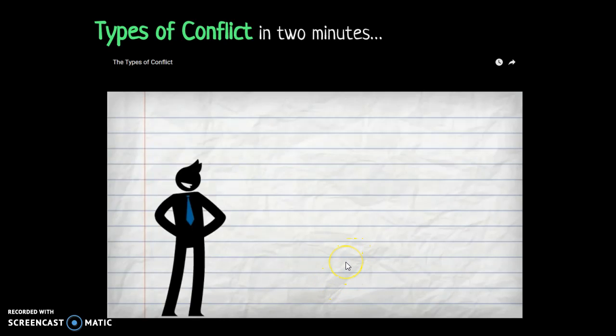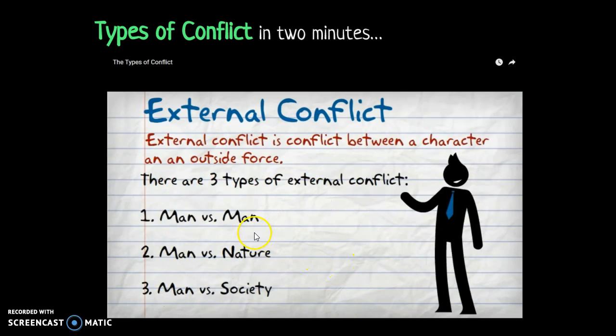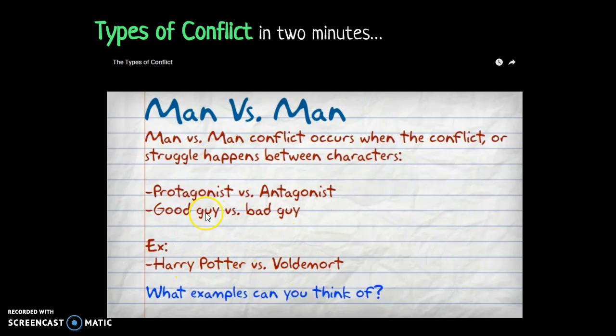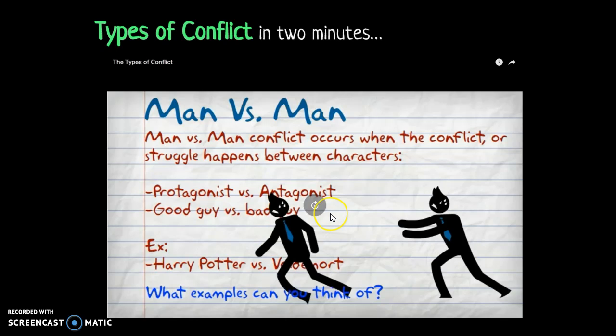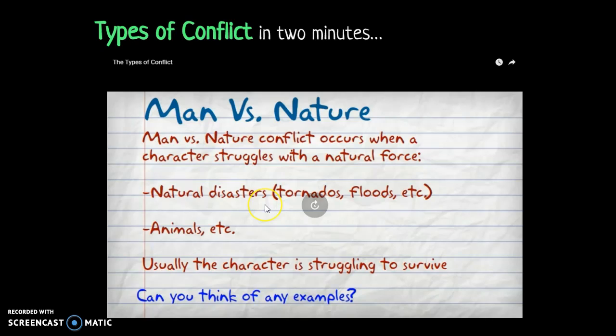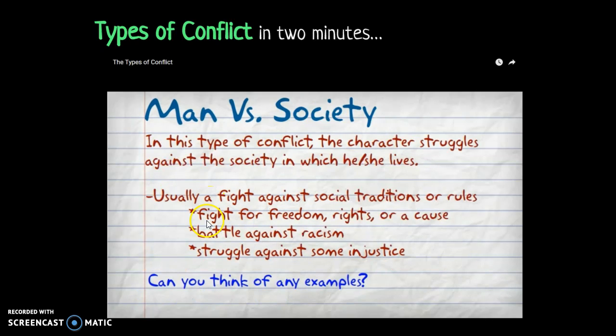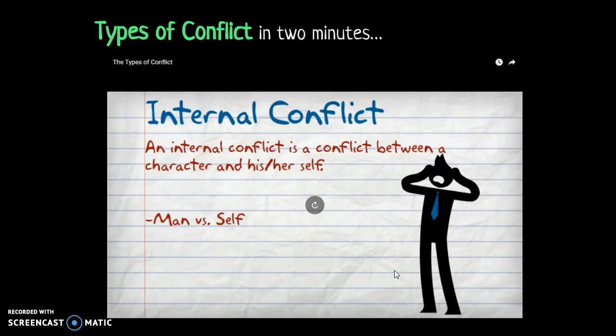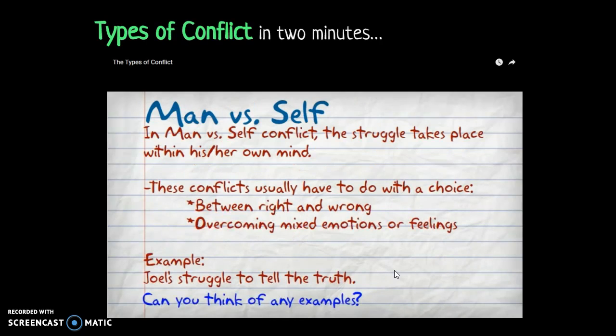We've got some types of conflicts. Okay, we have man versus man or character versus character. This is known as like the Harry Potter versus Voldemort, good guy versus bad guy type of example. Make sure you have that listed down. Character versus nature. Okay, and then the one we're dealing with, character versus society, where the character fights for freedom or rights or a cause or battles some sort of social injustice. In this case, Socs versus the Greasers. We also have man versus self or character versus self, where they ask tough questions or have some sort of internal struggle with themselves.